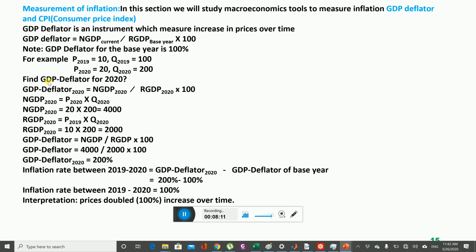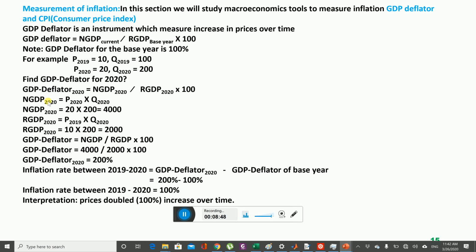Now the question is this: compute the GDP deflator for 2020. We know that this is a tool to measure the inflation rate over time, to measure the increase in prices over time, and we have the formula. The GDP deflator for the year 2020 we are going to compute is the ratio of nominal GDP for the year 2020 divided by real GDP for the year 2020 multiplied by 100. So we need these two things, nominal GDP and real GDP, and we studied in the previous lessons how to compute nominal GDP.